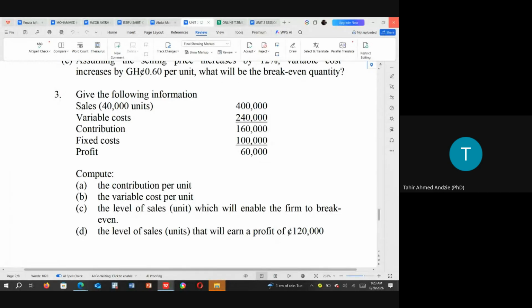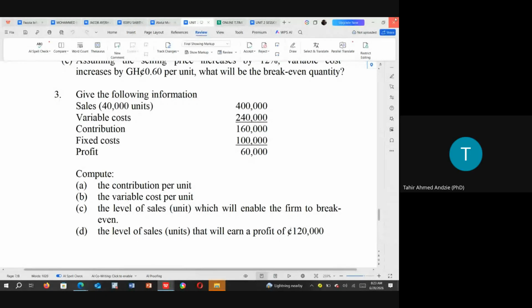Therefore, to make a given target profit, we just add the profit to the fixed cost and then divide by the contribution per unit. Then we get the units that we have to sell to make the target profit. So to make a given target profit in units, the formula is fixed cost plus target profit, all over contribution per unit, right? Yes, sir.